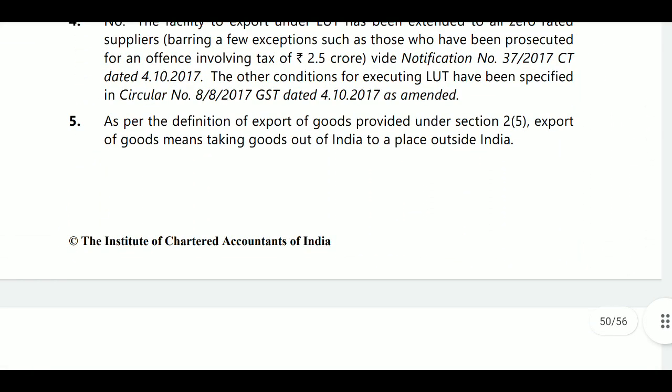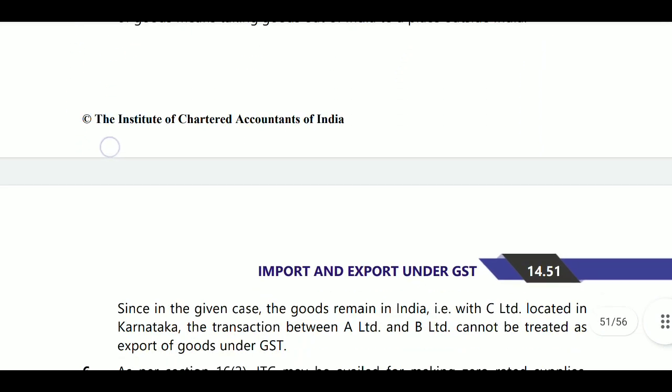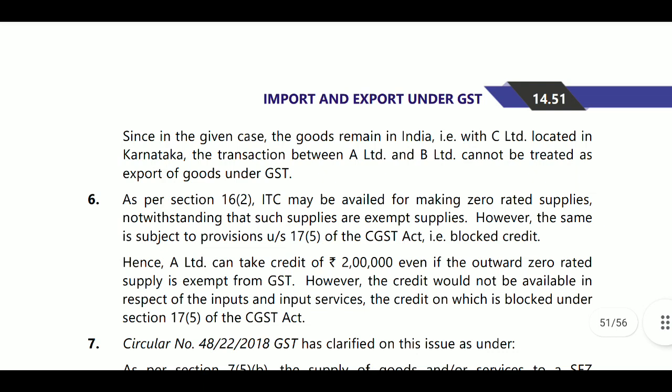As per the definition of export of goods provided under Section 2, clause 5, export of goods means taking goods outside India to a place outside India. That is the meaning of export of goods.